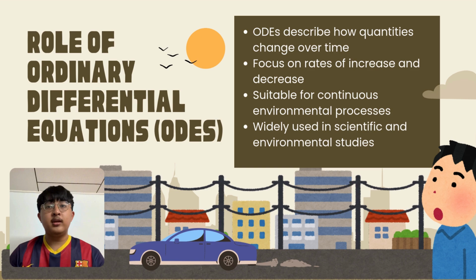ODEs are tools that describe how quantities change with respect to time. In the case of pollution, instead of only knowing how much pollutant is present at a single moment, ODEs help us understand how fast pollution is increasing or decreasing. They are particularly suitable for continuous processes like environmental change, where additions and removals happen simultaneously. That's why ODEs are widely used in scientific studies, environmental engineering, and pollution modeling. They give us a systematic way to predict trends over time.